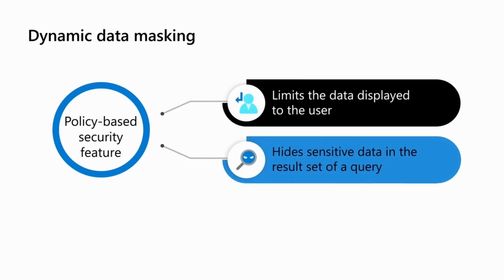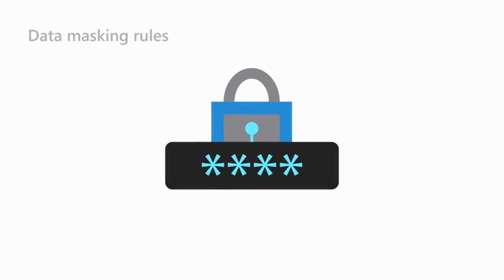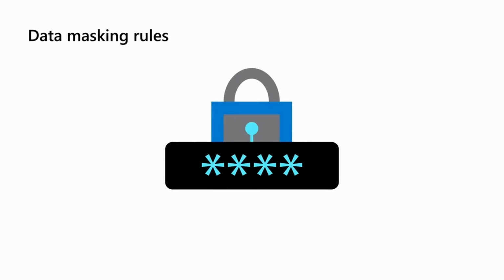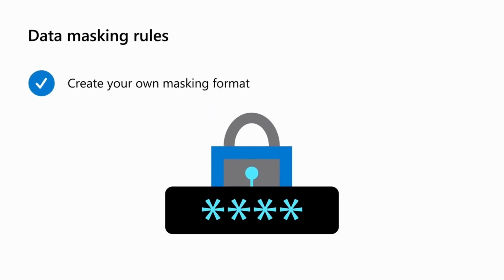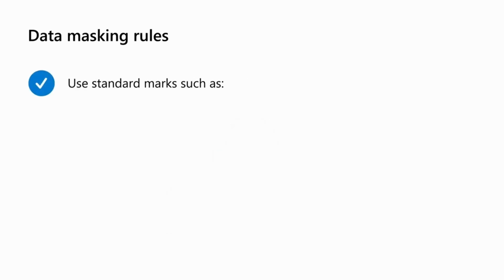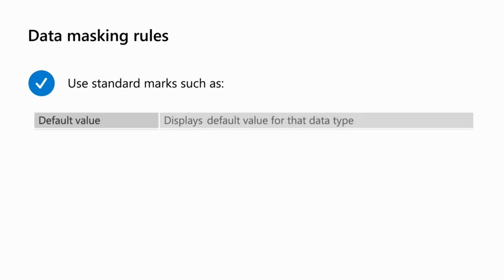Dynamic data masking is a policy-based security feature that can limit the data that is displayed to the user and hide sensitive data in the results set of a query over designated database fields, while the data in the database is not changed. Data masking rules consist of the column to apply the mask to and how the data should be masked. You can create your own masking format, or you can also use one of the standard masks, such as the default value to display the default value for that data type instead.